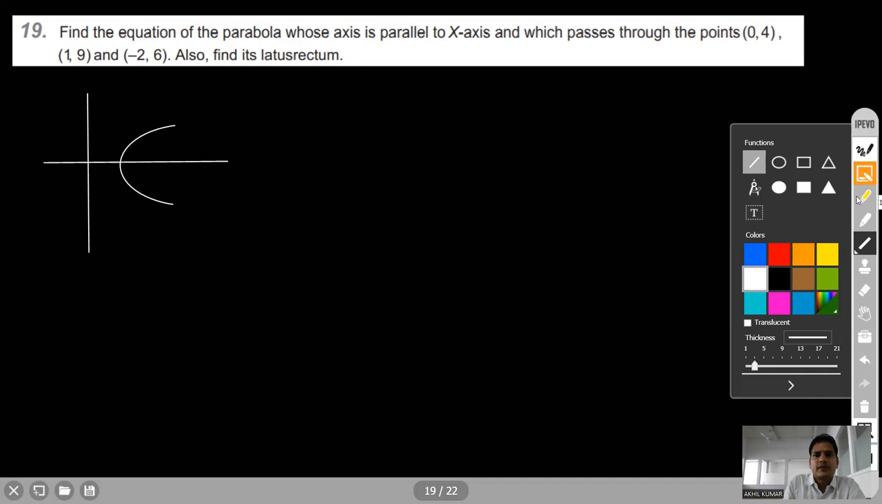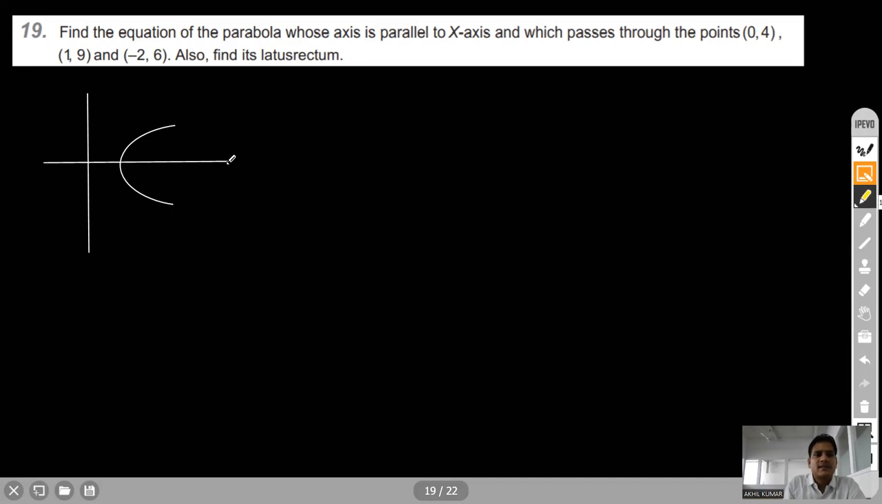What other information is given? Its axis is parallel to x-axis, and it is passing through these three points. Let's consider this point as A, whose coordinates are 0, 4. This point as B, whose coordinates are 1, 9. Let's take this as C, whose coordinates are minus 2, 6. This is our axis, which is parallel to x-axis. So we have to write the equation of the parabola.